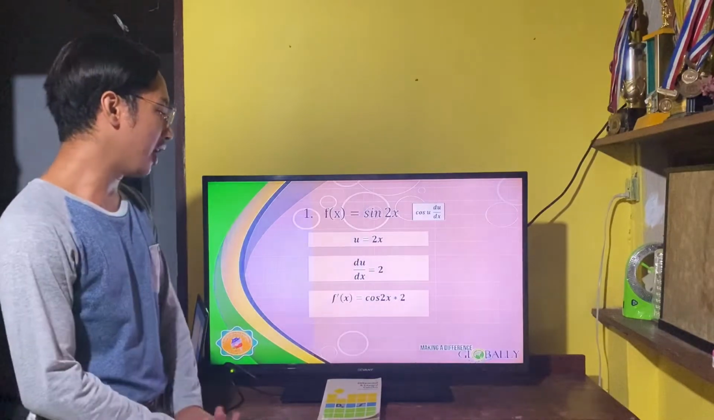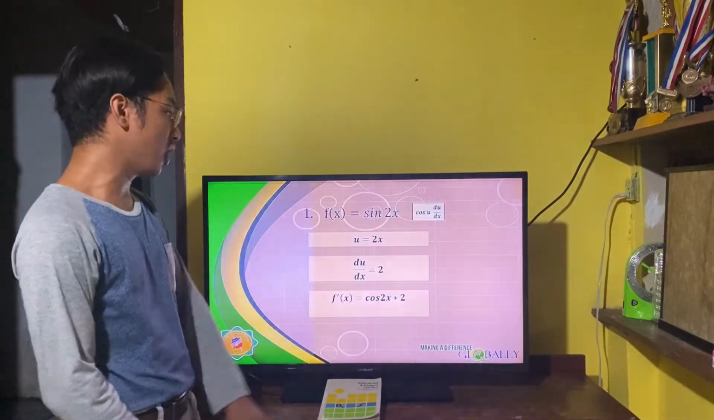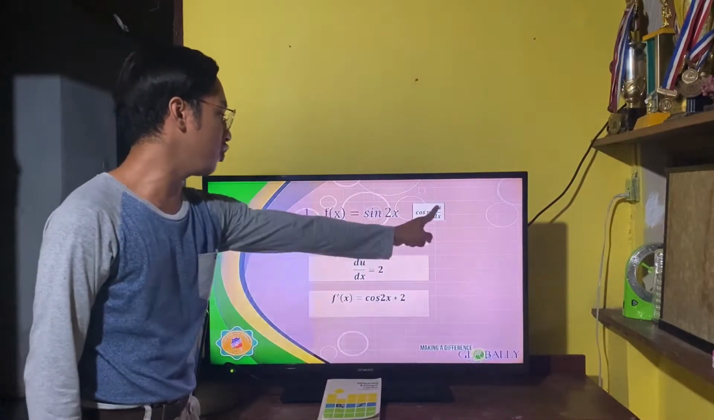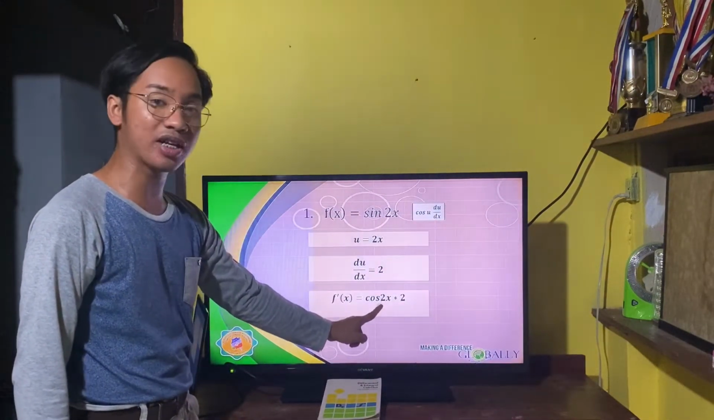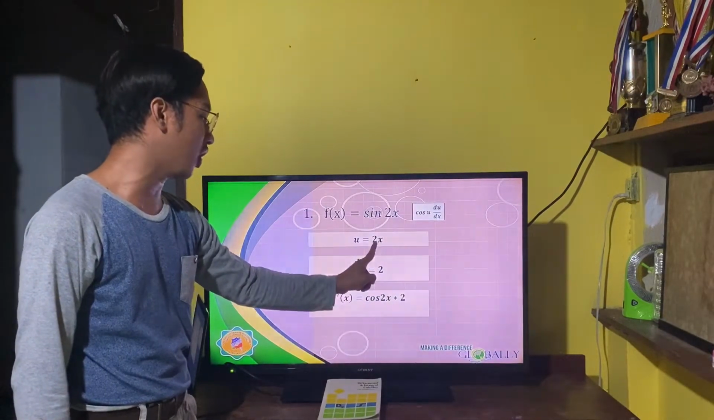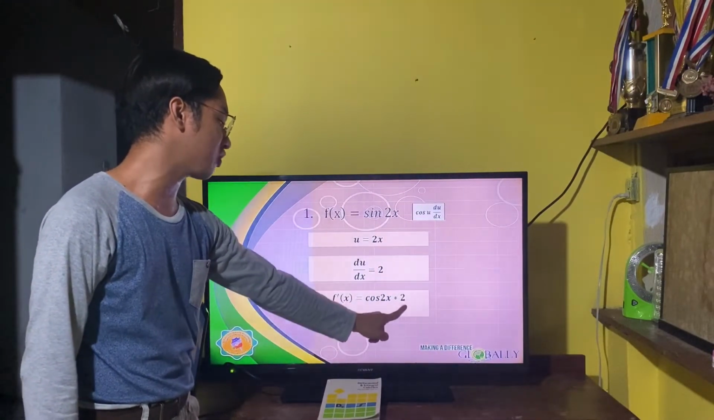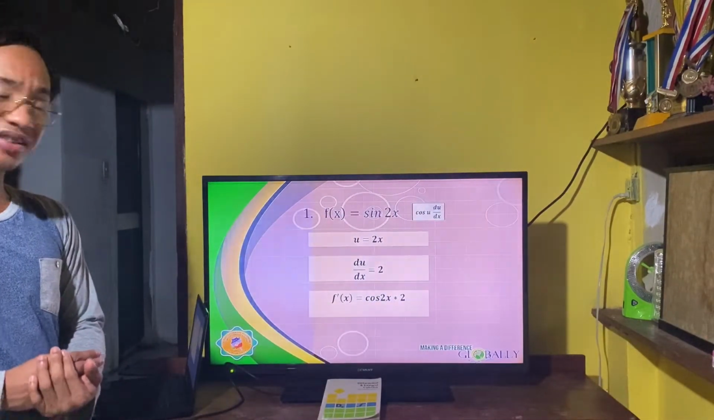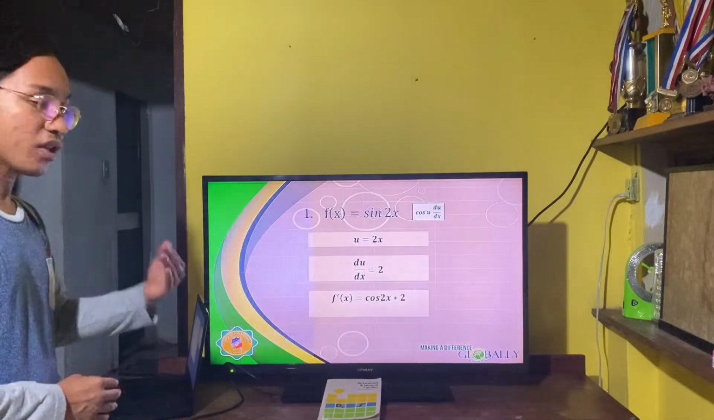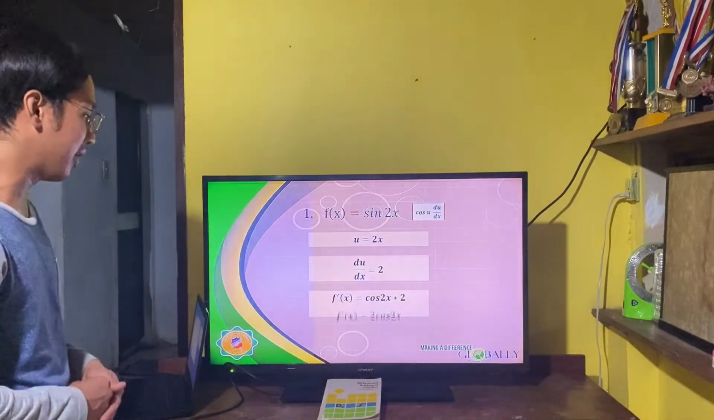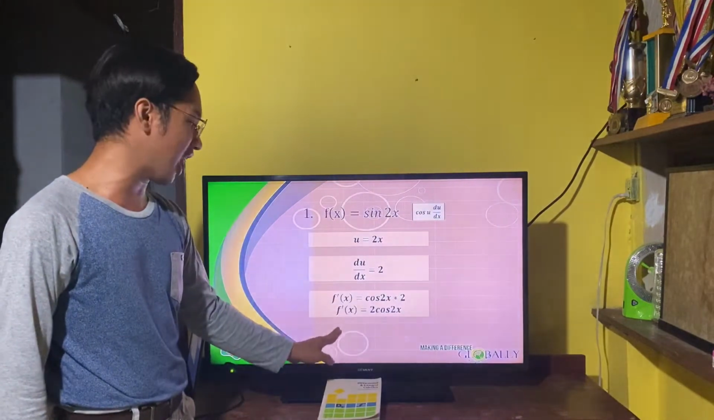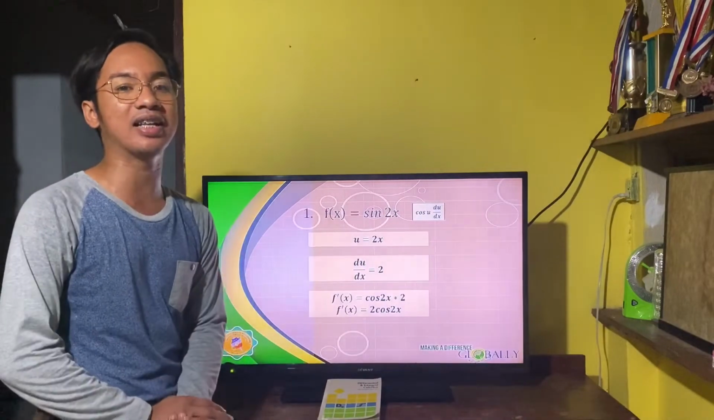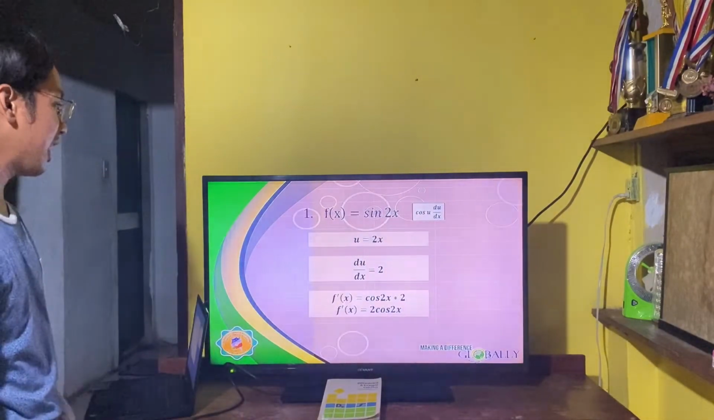And therefore, we are now ready to substitute the values using the formula cosine u du/dx. Cosine u, which is equal to 2x, so that is cosine 2x, times the derivative of u, which is equal to 2, so that's why we have 2 here. That is already our acceptable answer, but we have to rewrite it in the standard form. Therefore, f prime of x now is equal to 2 cosine 2x. So as simple as that. Next, let's proceed to the next example.